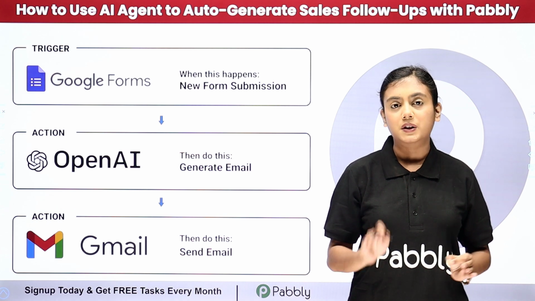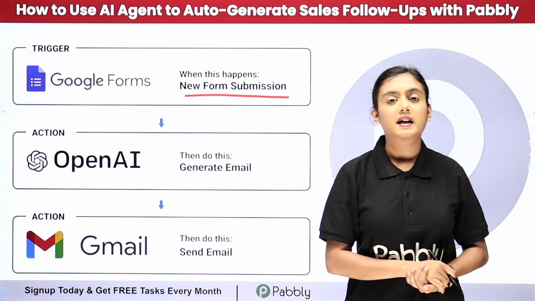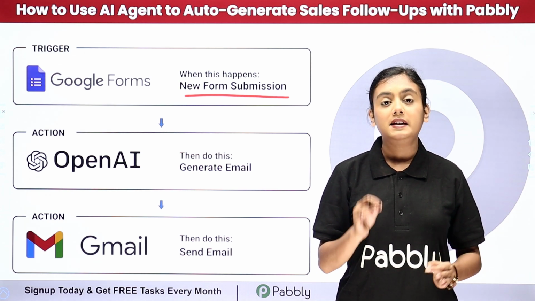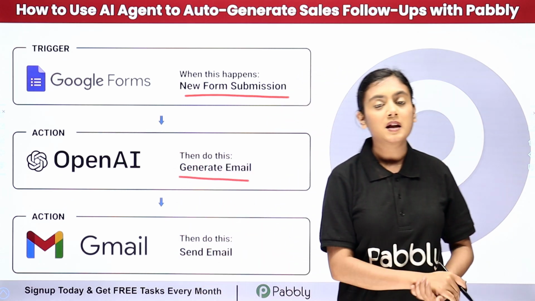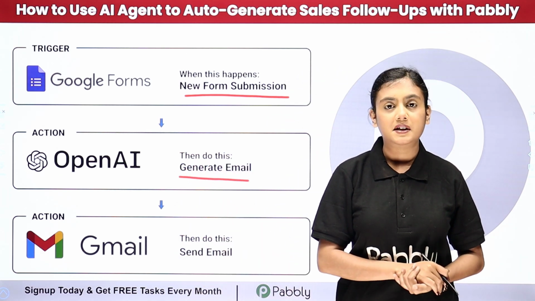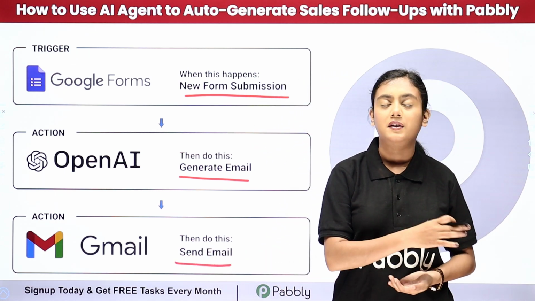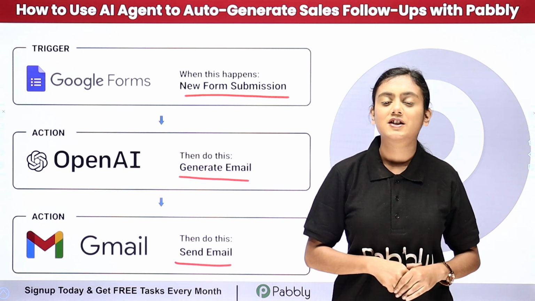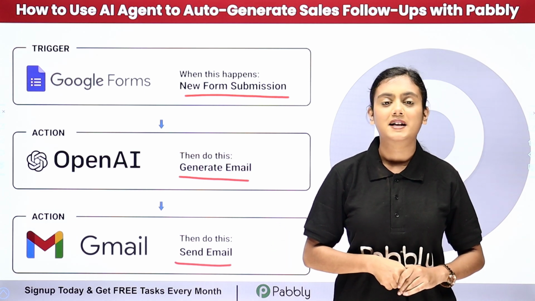How this AI agent works is that as soon as I receive a new form submission from my customer, they send me feedback using Google Forms. Automatically, an AI agent is going to generate the reply and create an email. And as the AI agent generates the email, that email is automatically forwarded to the customer on their Gmail account. Now, if you want to learn how you can create this AI agent for your business, let me take you to my screen.